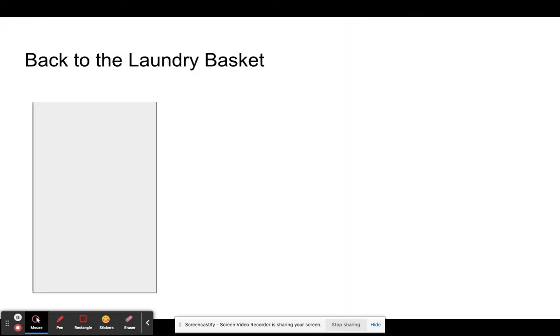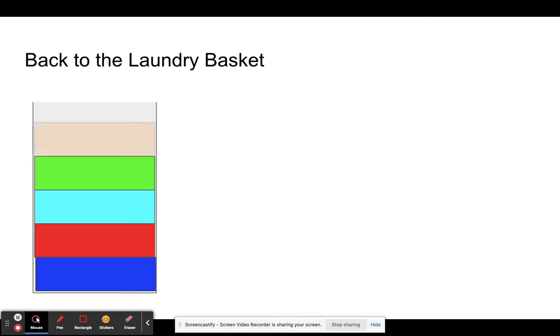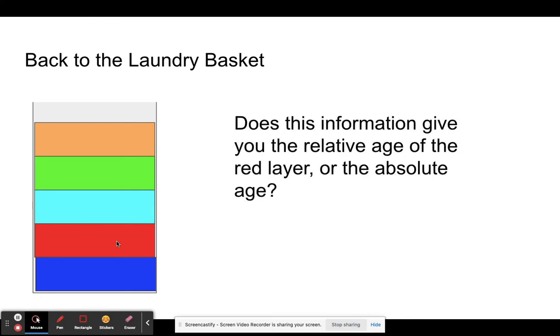Back to the laundry basket. This next part is about fossils, and specifically index fossils. So if you were to see someone else's laundry basket and it looked like that, even without seeing what they were wearing on those particular days, you could assume that they wore the blue one first and then the red one, and so on and so forth. You could tell the relative age of these layers, but you couldn't tell me the absolute age. You couldn't tell me whether this one happened a day ago, an hour ago, or a month ago, just by looking at the piles. You'd hope it would be just a day ago, not a month ago, but who knows.